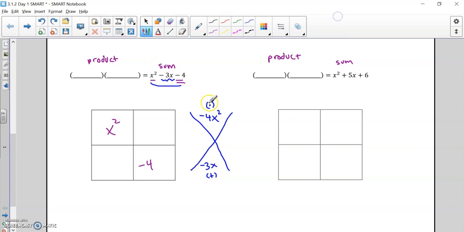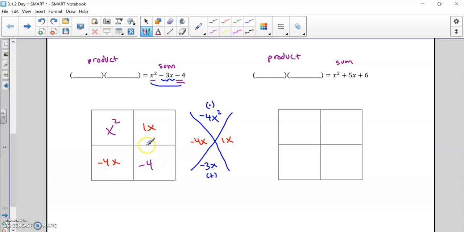What two numbers multiply to make negative 4 and add to make negative 3? Okay, after some trial and error, you might realize that you would be able to use negative 4x and 1x, because negative 4 times 1 is negative 4, good to go. Negative 4 plus 1 is negative 3, so we know it works. We can fill in our boxes.